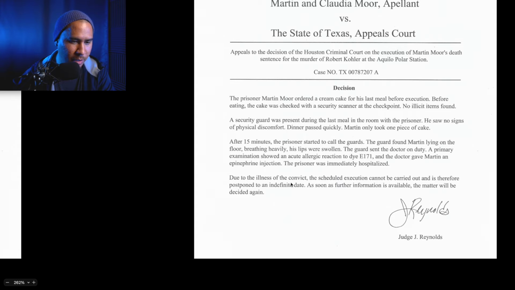The prisoner was immediately hospitalized. Due to the illness of the convict, the scheduled execution cannot be carried out and is therefore postponed to an indefinite date. As soon as further information is available, the matter will be decided again.